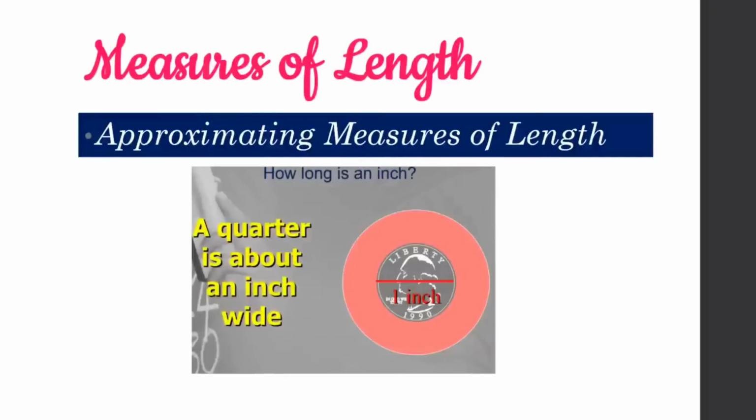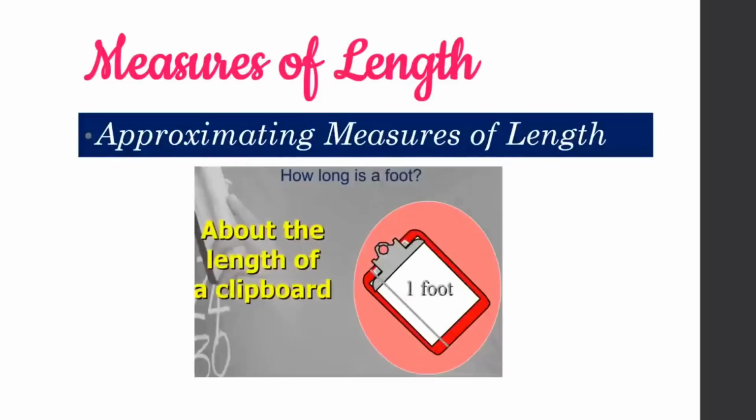How about an inch? In this example, we have a coin. If you measure the diameter of this coin, that will approximately measure 1 inch. So that is the approximate measure of an inch. For a foot, we can consider the length of a ruler, or if you have a pad or clipboard with you, the length of that clipboard is approximately 1 foot.